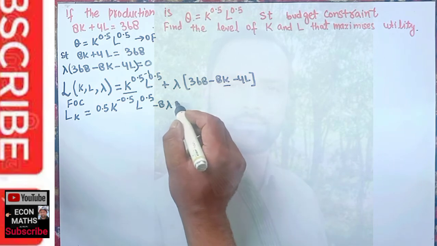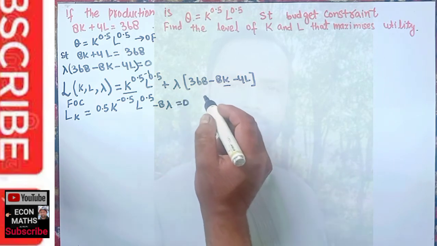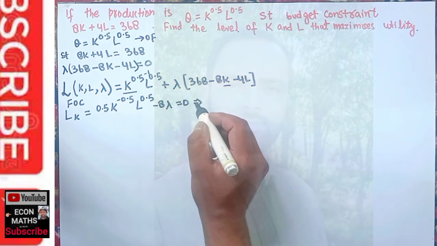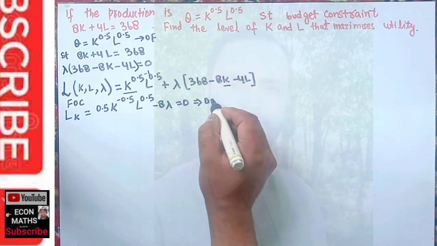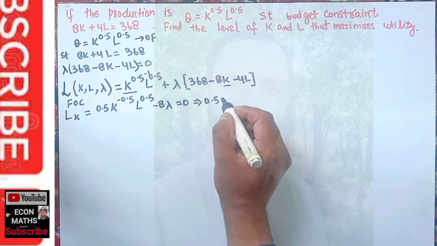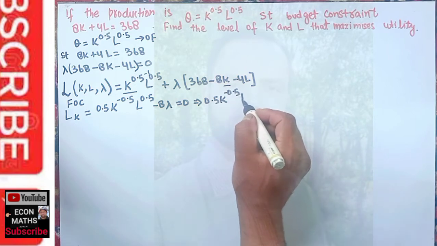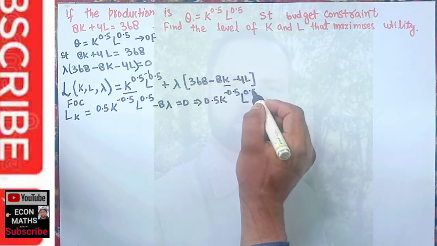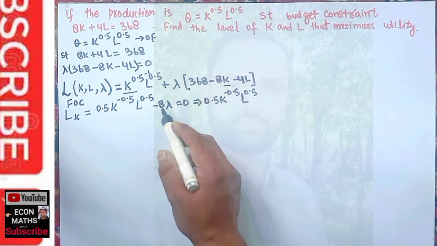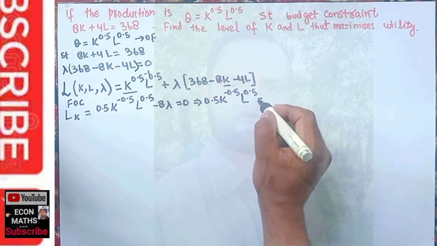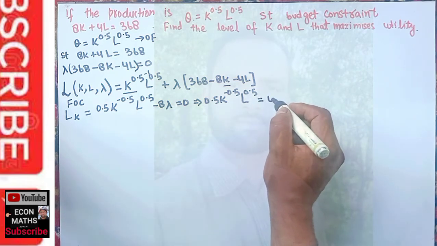Okay, and we set it equal to 0, which implies 0.5 k to the power minus 0.5 L to the power 0.5, and we transpose this minus 8 lambda to the RHS, and this will become plus 8 lambda.